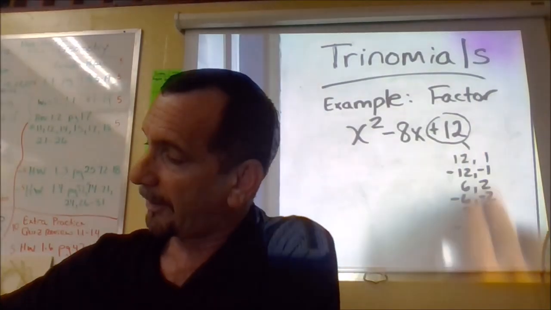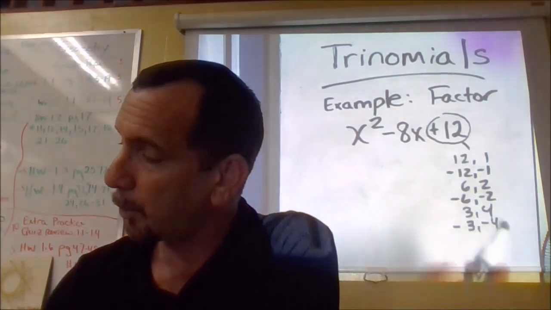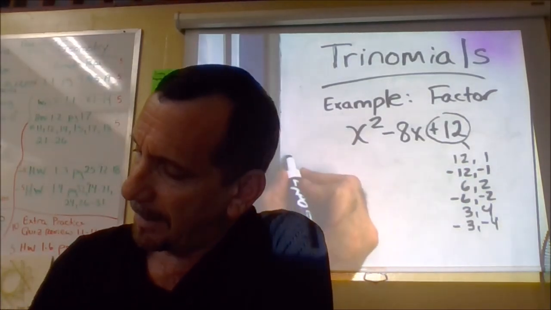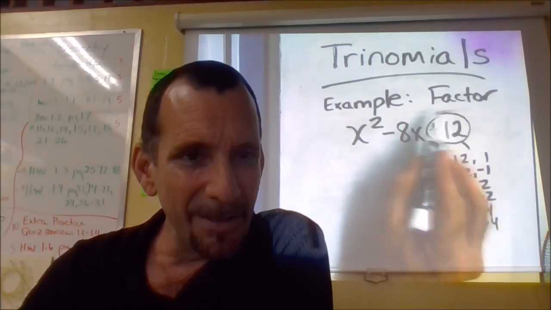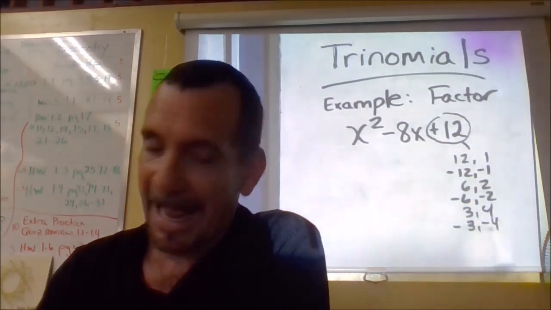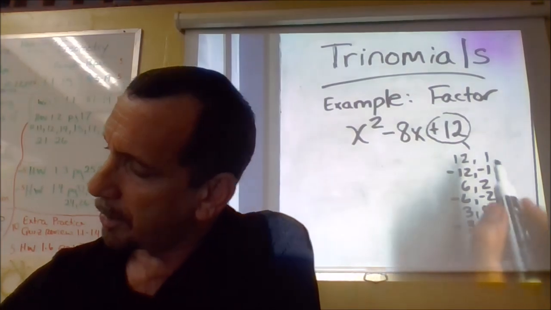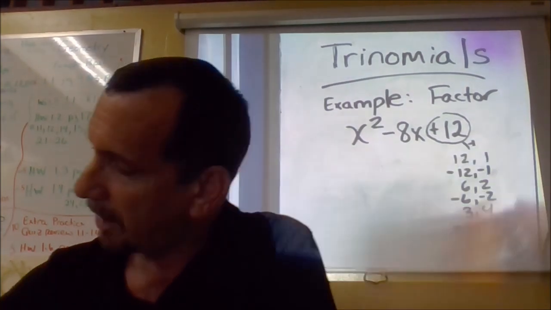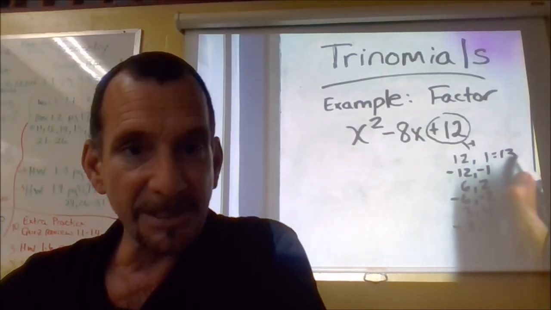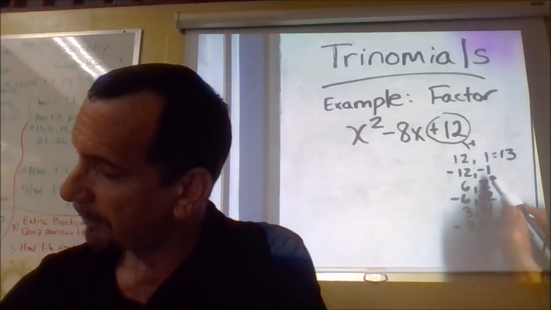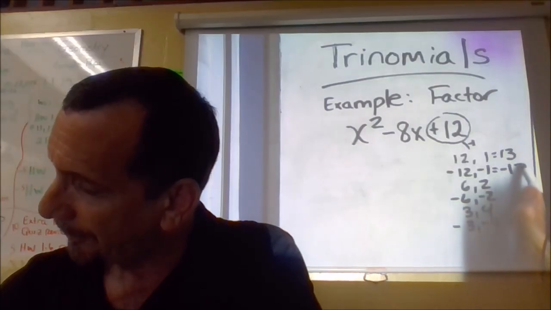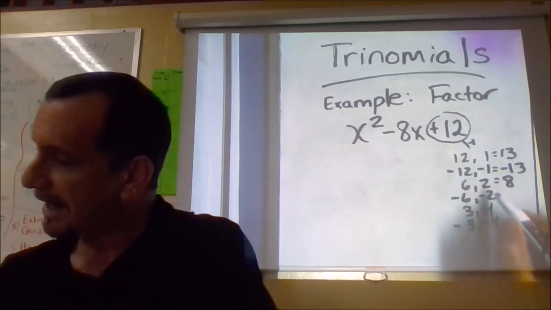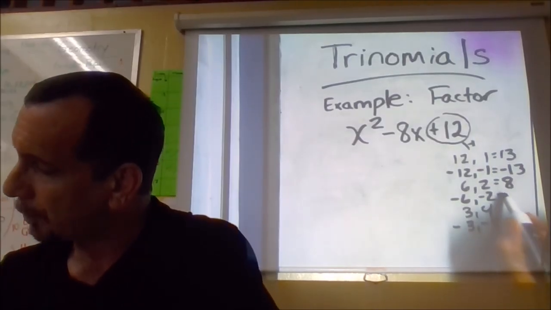Now these are very important numbers because now what I'm going to do is add the numbers. So step 1 was to find the factors of this last term. And now we're just going to add these terms together. What's 12 plus 1? 13. What's negative 12 minus 1? Negative 13. What's 6 plus 2? 8. Negative 6 minus 2.